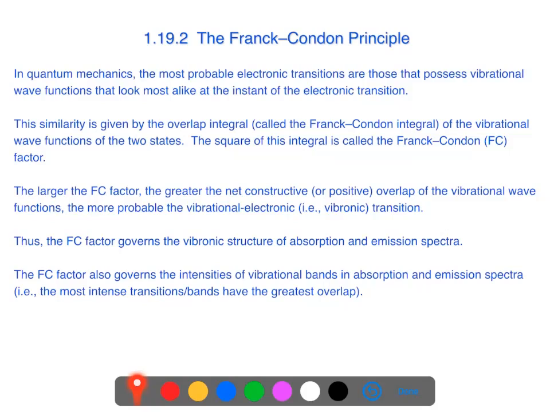So the larger the Franck-Condon factor, the greater the net constructive or positive overlap of the vibrational wave functions, and the more probable the vibrational electronic or vibronic transition. Thus, the Franck-Condon factor governs the vibronic structure of absorption and emission spectra. The Franck-Condon factor also governs the intensities of vibrational bands in absorption and emission spectra. That is, the most intense transitions or bands will exhibit the greatest overlap. So let's look at some examples.